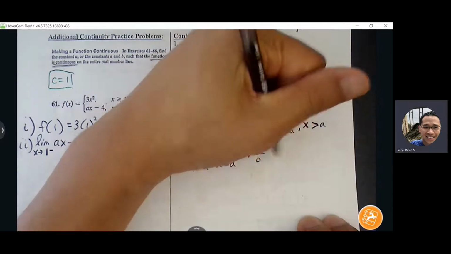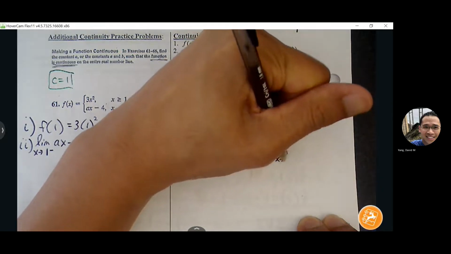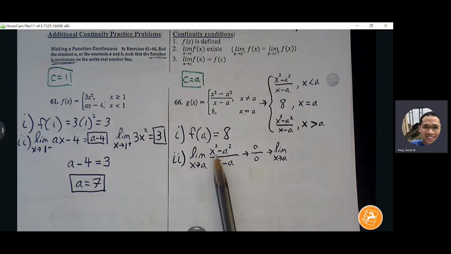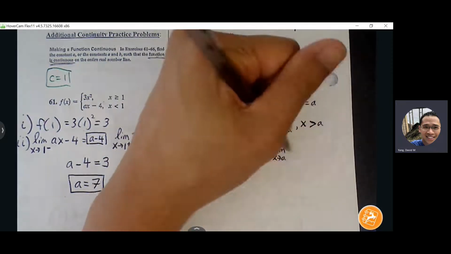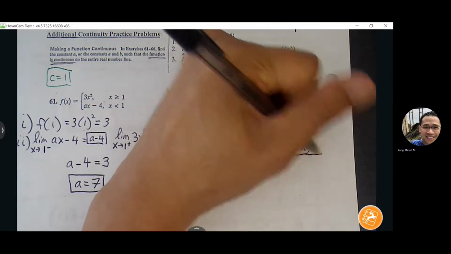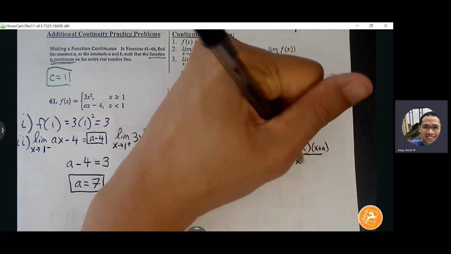Okay, so factor. What can we do with x squared minus a squared? What does that factor to be? X plus a, x minus a. Good, difference of squares, right? So x minus a, x plus a, all over x minus a.